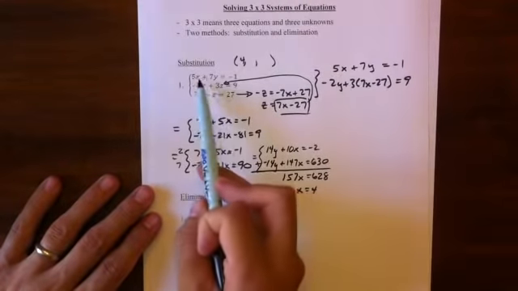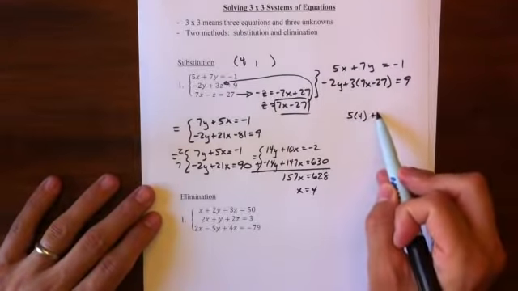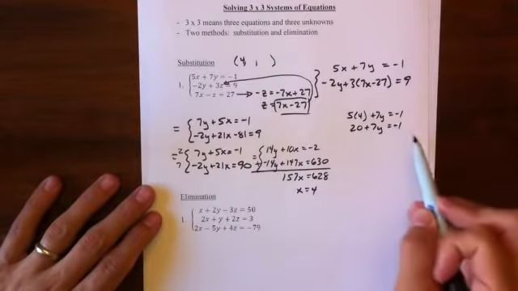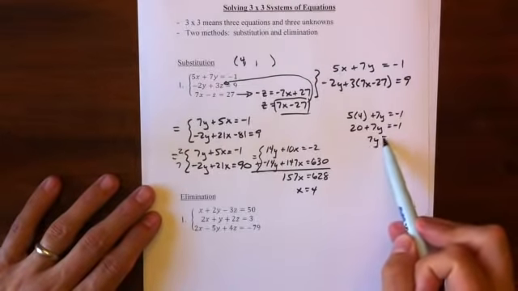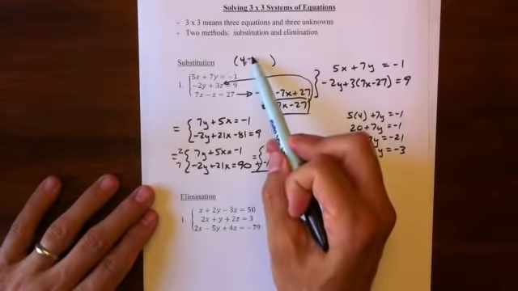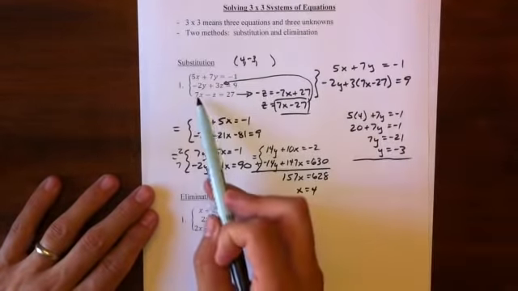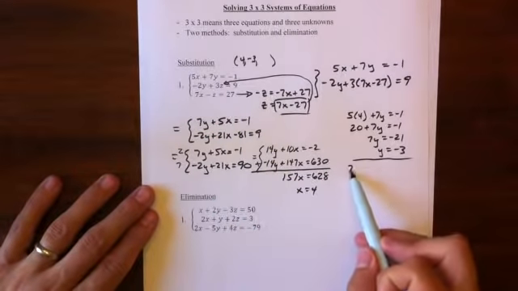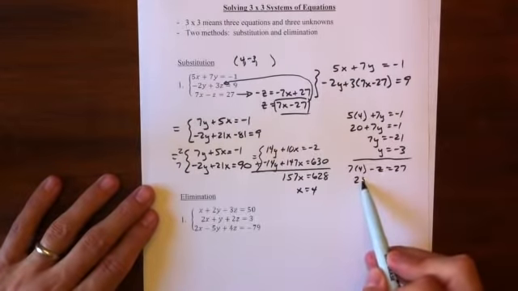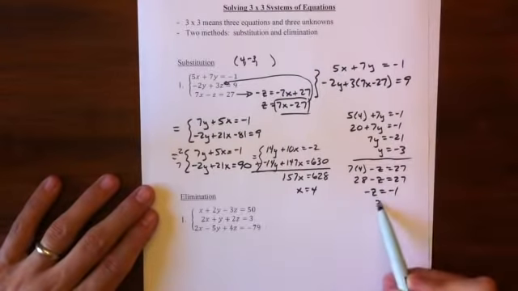So for instance, here's x. Let's say I want to know what y is. I can use this equation here. So I'll go 5 times 4 plus 7y equals negative 1. So 20 plus 7y equals negative 1. Subtract 20. Divide by 7. So there's negative 3 as my next one. And then finally, to get the z, you can use this equation if you wanted to. So I would do 7 times 4 minus z equals 27. 28 minus z equals 27. Subtract 28. z equals 1.